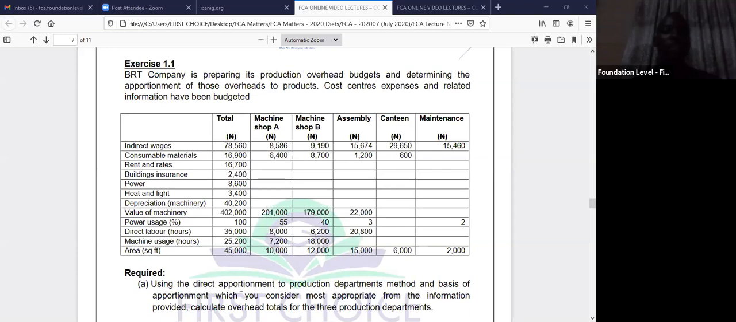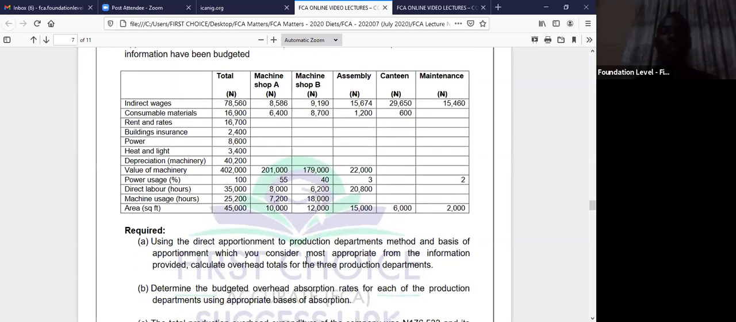Required: using the direct apportionment to production department method, that's one, and the basis of apportionment which you consider most appropriate, calculate overhead totals for the three production departments. I need to underline production department. Now, how many production departments? They said three. It means machine A, machine B, and assembly department are the production departments. Canteen and maintenance are service departments.